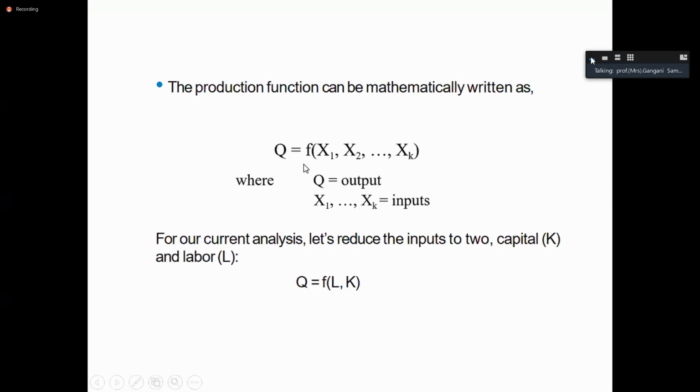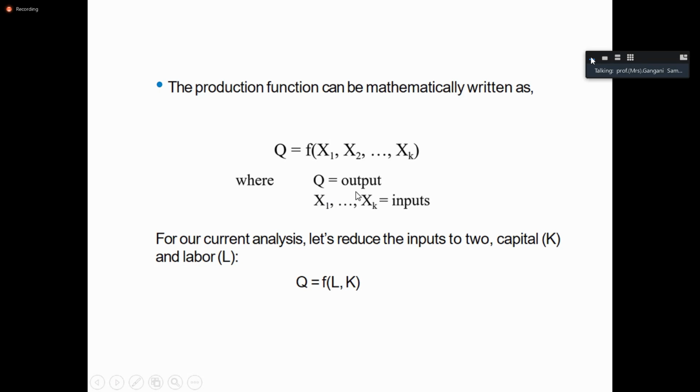Let's say here Q, you put as output. Here X, you put as inputs. So F means a function. Okay, output is a function of these inputs. These inputs may be labor, land, capital, insecticides, pesticides, seeds, or anything. Okay, but the main thing you need to remember, you can use this equation and you have to define.